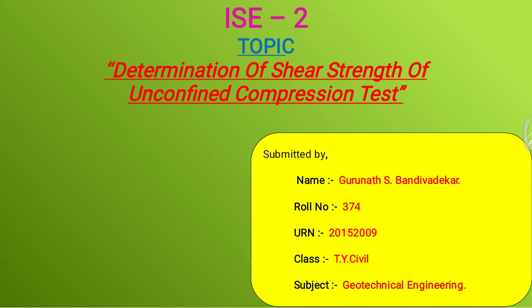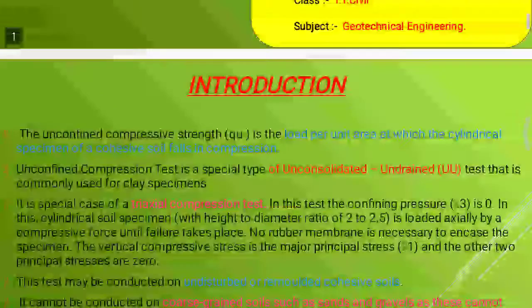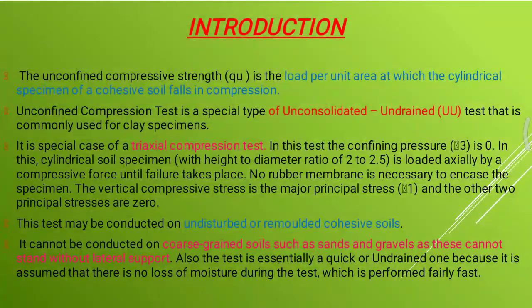My presentation topic is the determination of shear strength by the unconfined compression test. So, a general introduction about this test. The unconfined compressive strength, that is qu, is the load per unit area at which a cylindrical specimen of a cohesive soil fails in compression.